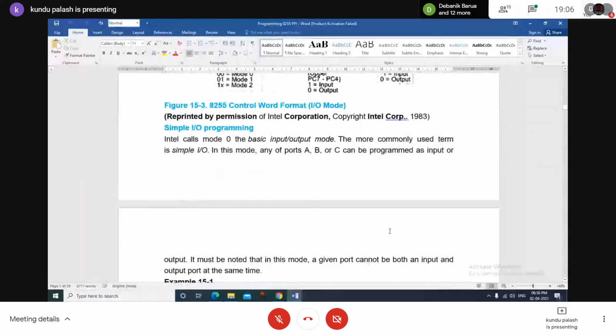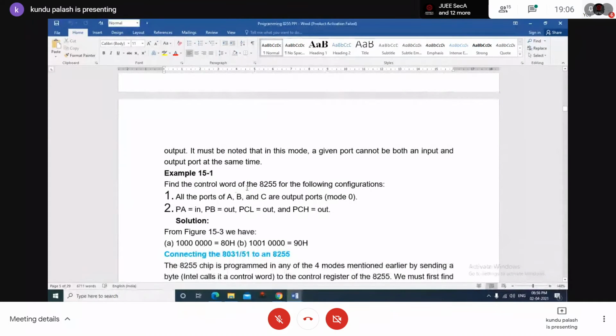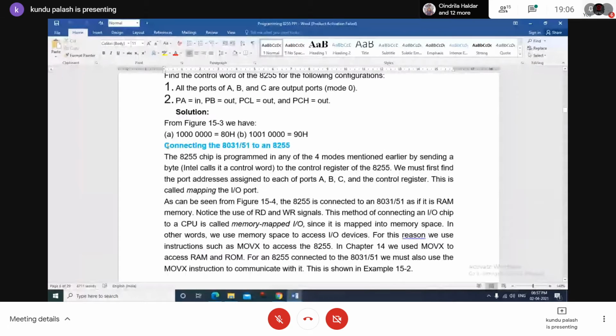Example 1: find the control word of this 8255 for the following configuration. All the ports A, B, C are in output mode, mode 0. And the command word will be 90. So you do not consider this one because it is a separate thing.